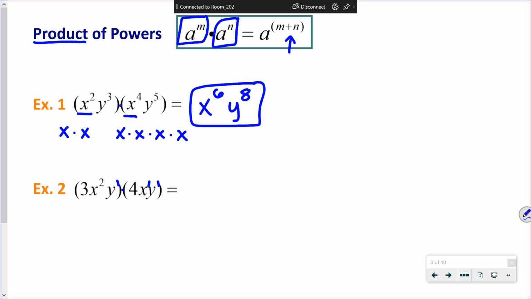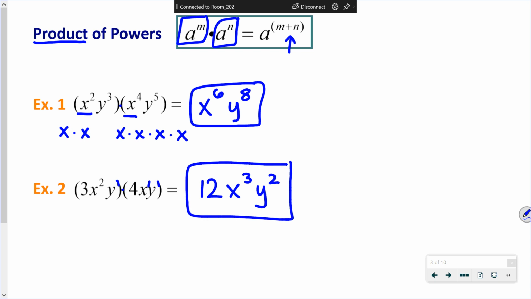So now to simplify, I'm going to take the number 3, I'm going to multiply it by the number 4, and give my coefficient of 12 in the answer. I'm going to look at the x's and see that I've got x squared in the first parentheses, x to the first power in the second parentheses, and know that that means I'm multiplying 3 x's altogether, so x to the third. And then I have y to the first and another y to the first being multiplied, and that gives me y squared. And that's the simplified version of this product.